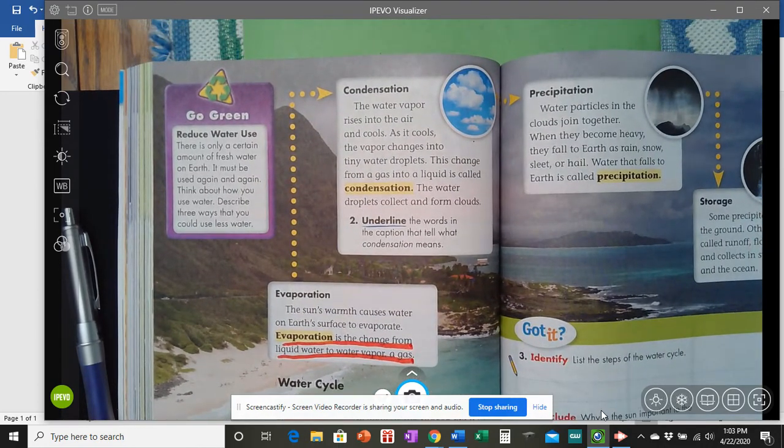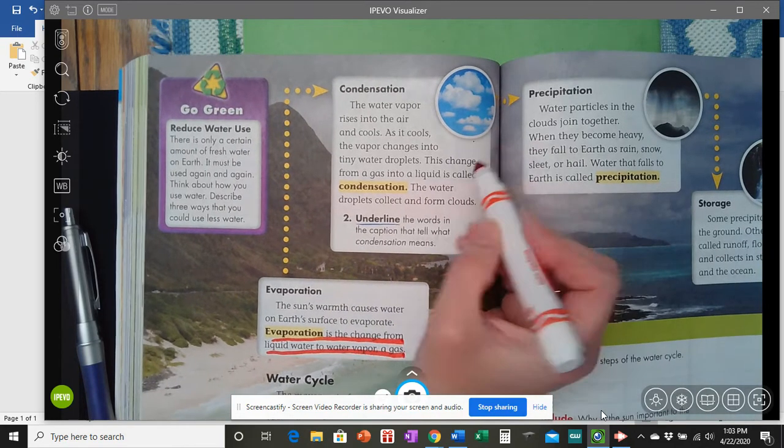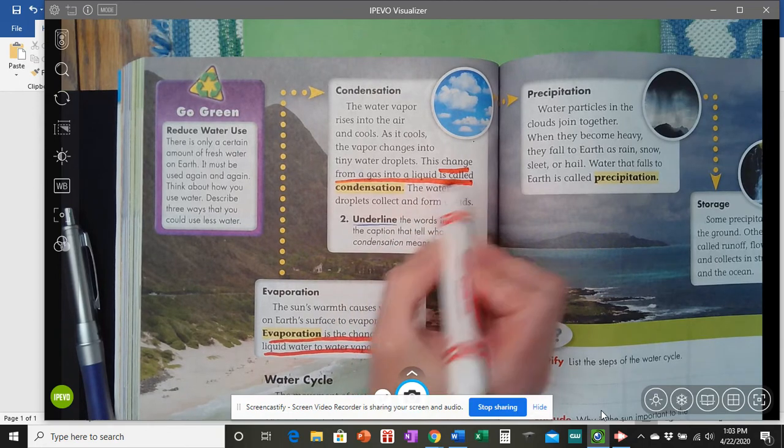The water vapor rises into the air and cools. As it cools, the vapor changes into tiny water droplets. This change from a gas into a liquid is called condensation. The water droplets collect and form clouds, and I am going to underline change from gas to a liquid is called condensation.